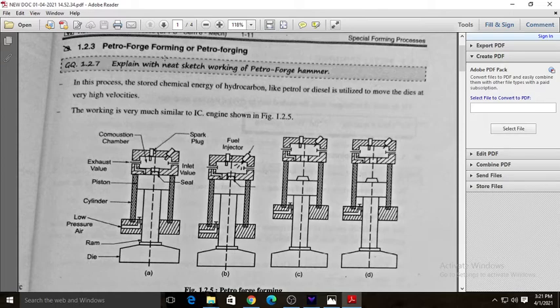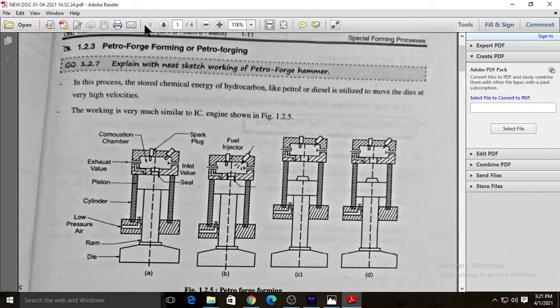High velocity forming machines are generally categorized as petroforge or hammers, Dynapak, clearing hammers, and trans energy of linear induction motors. The advantages of high velocity forming are that it is economical and its size is small. Very high acceleration and high velocity can be obtained using shorter strokes of the ram. It increases the production rate. Now we are going to see the petroforge forming process.